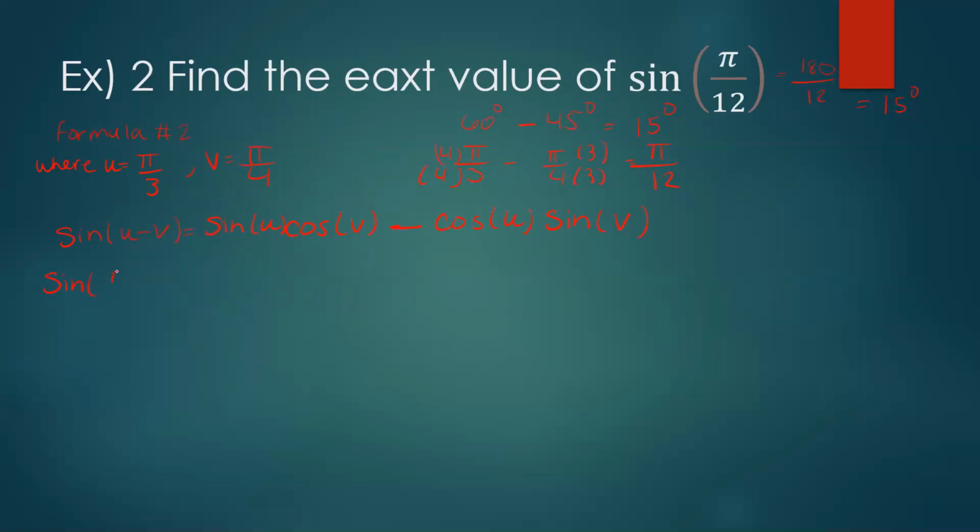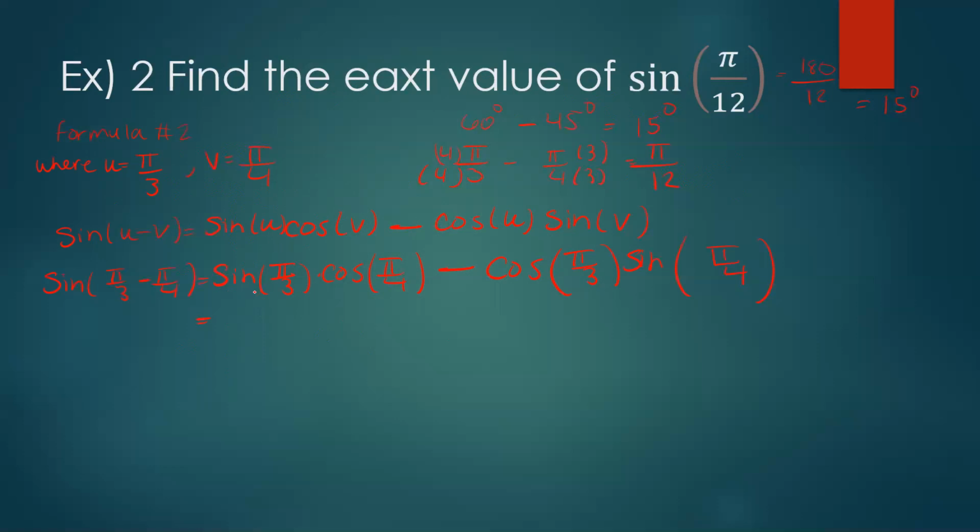So that's like saying pi over 3 minus pi over 4 equals sine of u, which is pi over 3, times cosine of v, which is pi over 4, minus cosine of u, which is pi over 3, and then sine of v, which is pi over 4. Okay, and then just get out your unit circle and try to figure out what these numbers are.